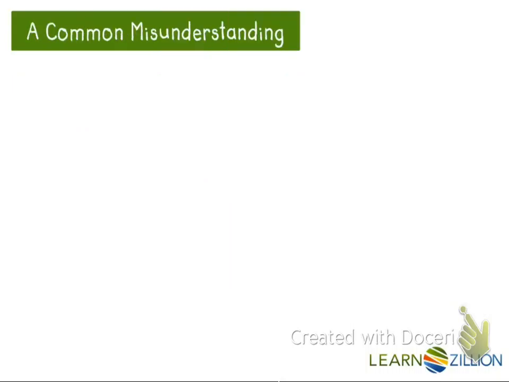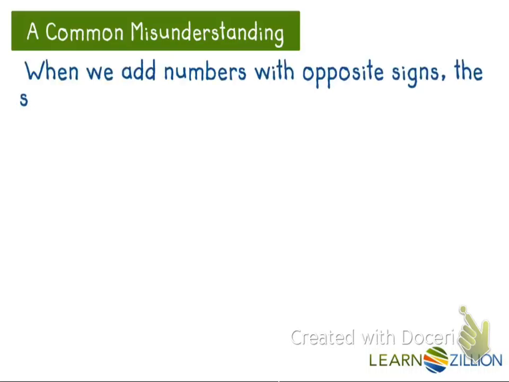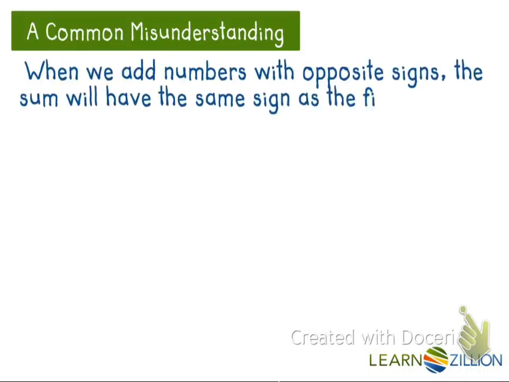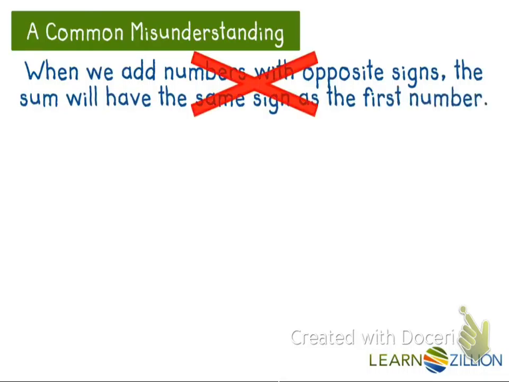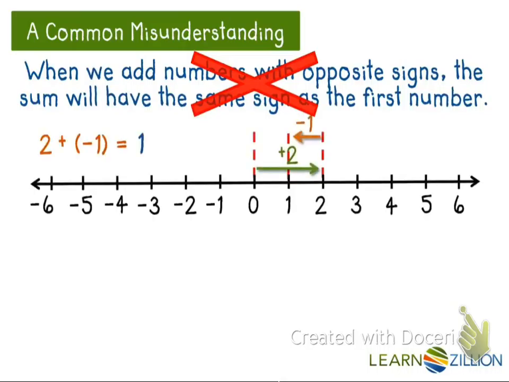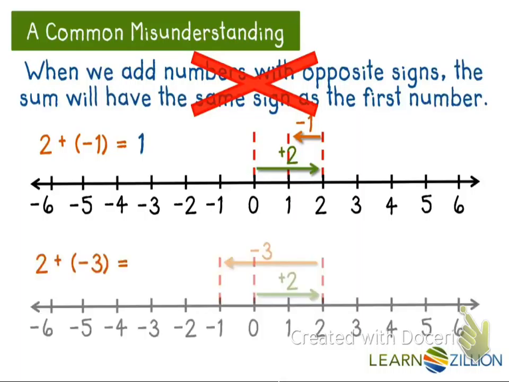A mistake that many students make when they don't use a number line is to think that when we add numbers with opposite signs, the sum will have the same sign as the first number. However, this is not necessarily the case. When we add 2 plus negative 1, we see that the answer is indeed a positive number. However, when we add 2 plus negative 3, the answer is negative.